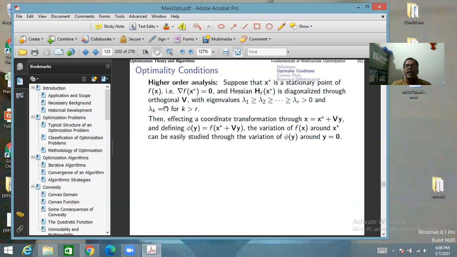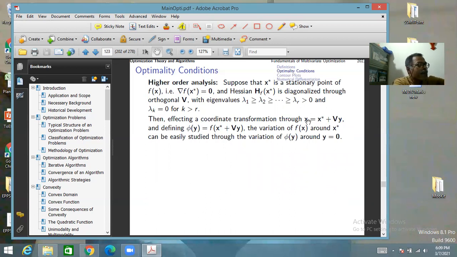Then you can have a coordinate transformation in which you change your variables from x to y. That is, around this current point x star, which we are analyzing, you make a shift of the coordinate axis and a rotation also. So the shift is effected through this and the rotation through V. Okay, and then x star is already in hand, V is already determined based on the Hessian at x star. So what remains is y. So y is of the same dimension as x.